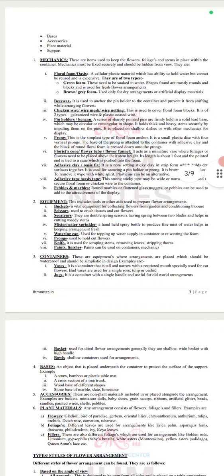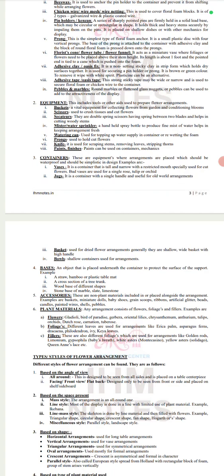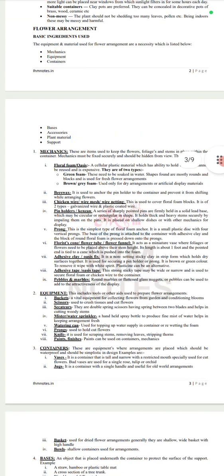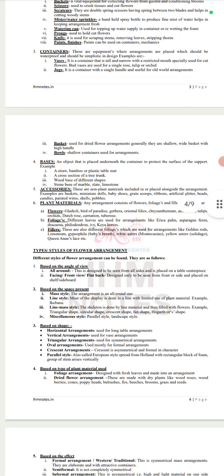Container, vase, jug, basket and bowl. Base: an object that is placed underneath the container to protect the surface of a support. For example, a straw or bamboo or plastic table mat, a cross section of a tree.